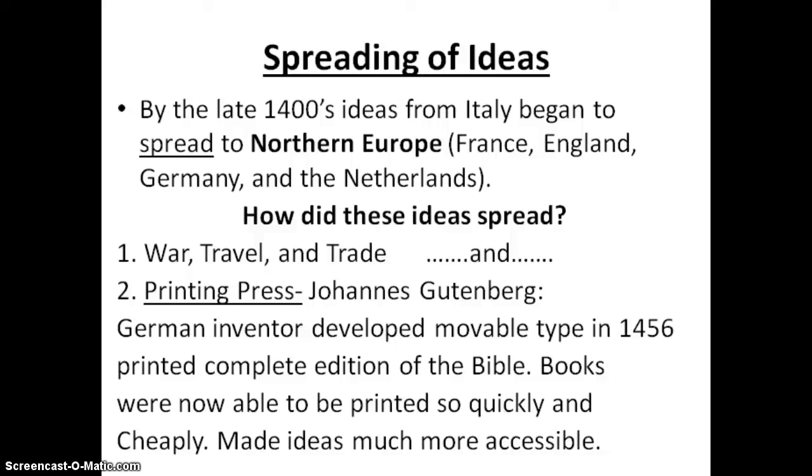Books are now going to be able to be printed so quickly and cheaply, it's going to make ideas much more accessible. So before this invention, any books were printed by hand, and they were done so by the monks. So only really rich people had access to these books. But thanks to Johann Gutenberg, we now have printers and typewriters and copy machines, anything that prints your texts. Thank you, Johann Gutenberg.